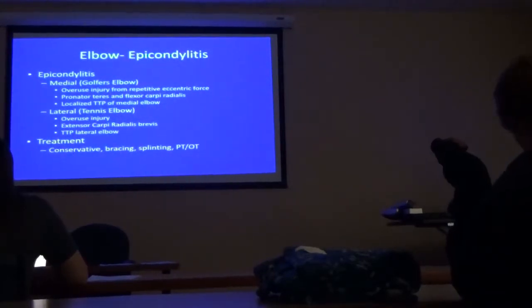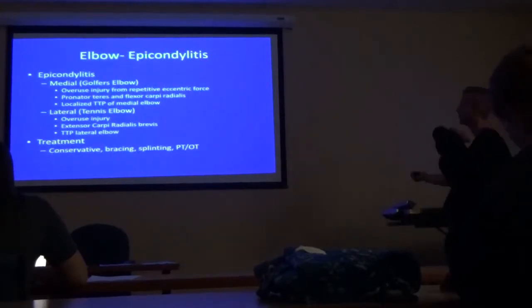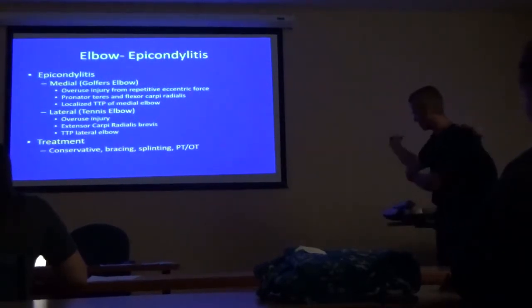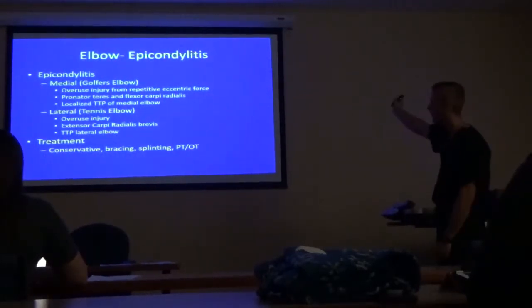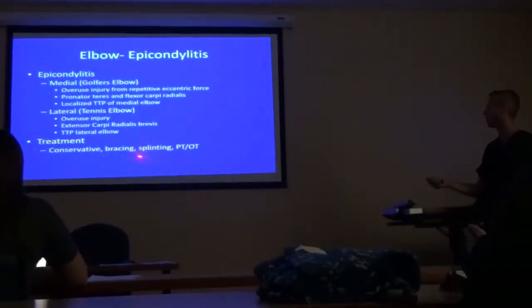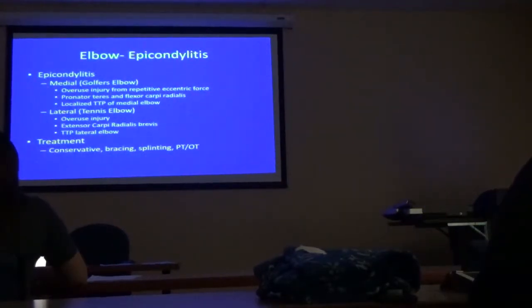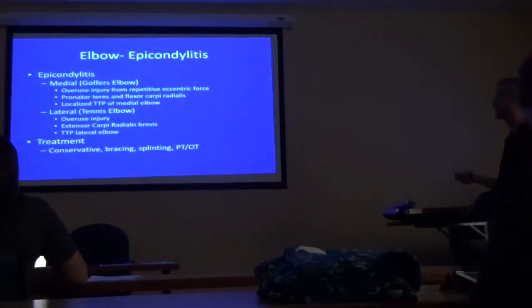All right, epicondylitis. Medial would be golfer's elbow, an overuse injury, repetitive eccentric force coming through, opening up that joint. Lateral would be tennis elbow, for the backhand, right? Overuse of the extensor carpi radialis brevis, where that kind of connects right up there. Palpation of the lateral elbow. These are super, super easy things.